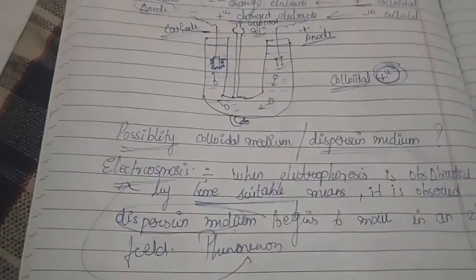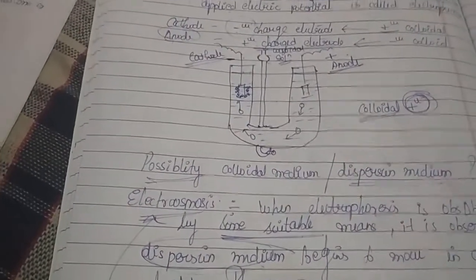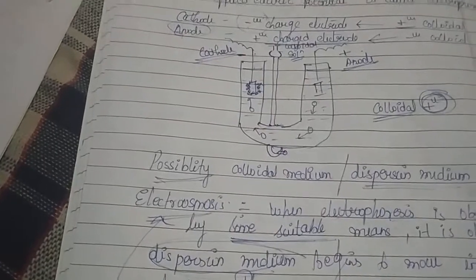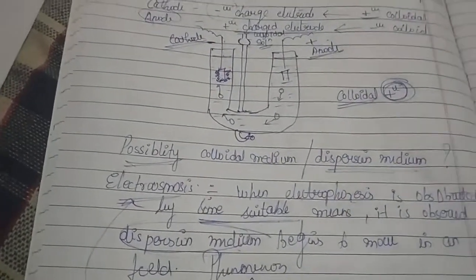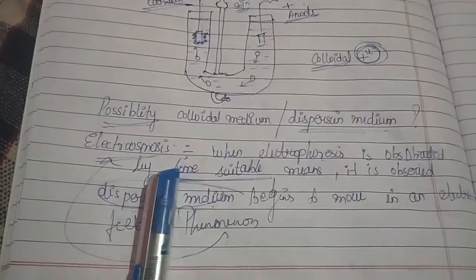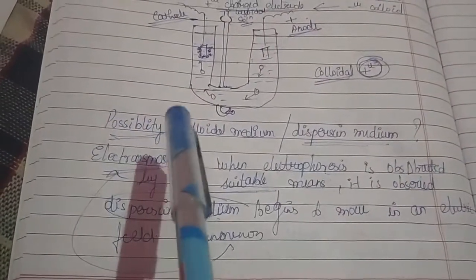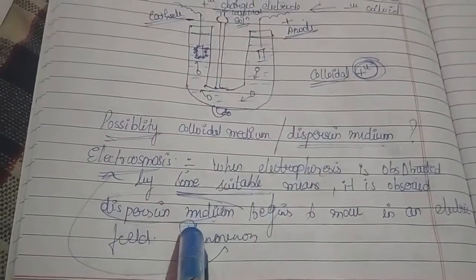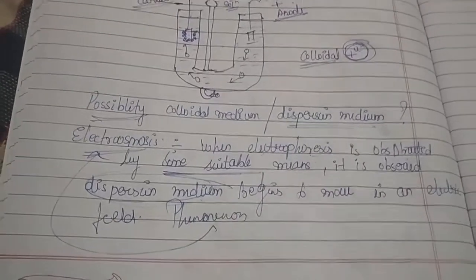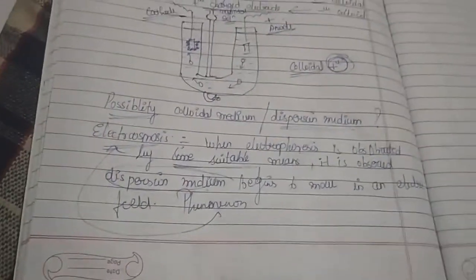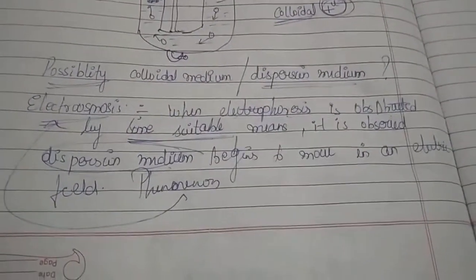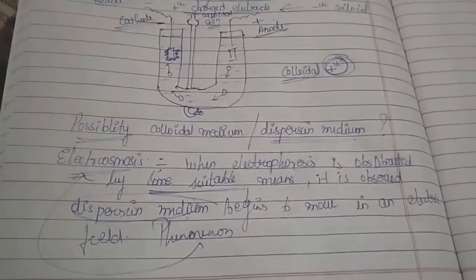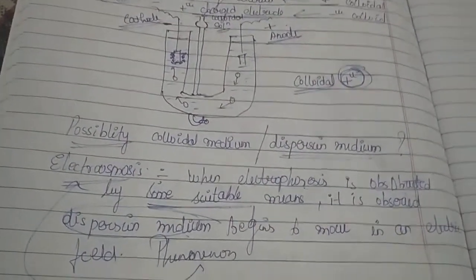So the movement of the dispersion medium particles under the influence of electric field, when electrophoresis is obstructed by some suitable means, the phenomenon will be called what? Your electro-osmosis. So do remember, if electro-osmosis has to be conducted, first we have to block your electrophoresis. Then only will your dispersion medium particles move towards their respective electrodes under the influence of electric field. Such a phenomenon is called electro-osmosis. Is that clear?